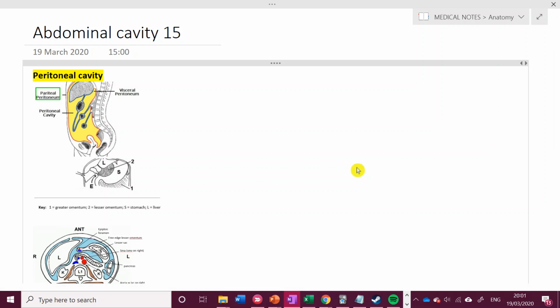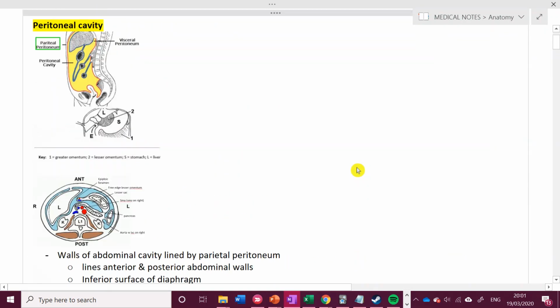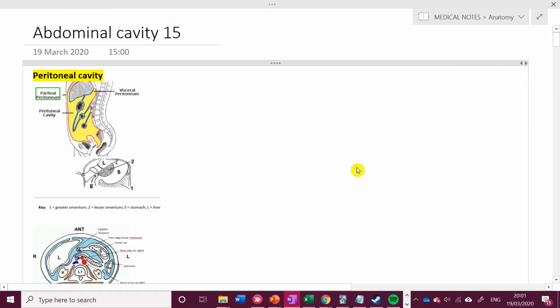I have exams soon, so I thought this would be a fun way to revise and teach whoever's interested in this on YouTube as well. I'm using my notes based on my university's anatomy guide and also some pictures taken online if you're interested.